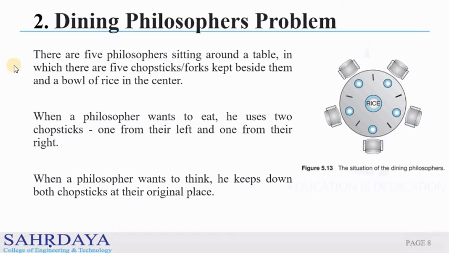The dining philosophers problem. The dining philosophers problem is another classic synchronization problem which is used to evaluate situations where there is a need of allocating multiple resources to multiple processes. So consider there are 5 philosophers sitting around a table in which there are 5 chopsticks or forks kept beside them and a bowl of rice in the center. When a philosopher wants to eat, he uses 2 chopsticks, one from the left and one from the right. When a philosopher wants to think, he keeps down both chopsticks at their original place.